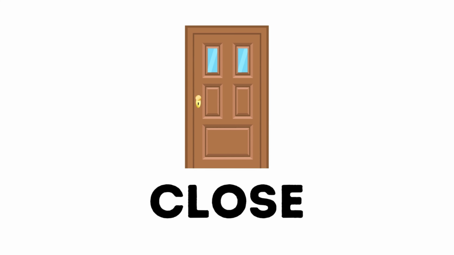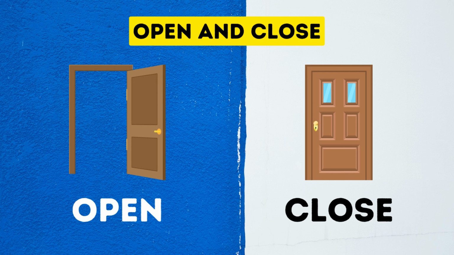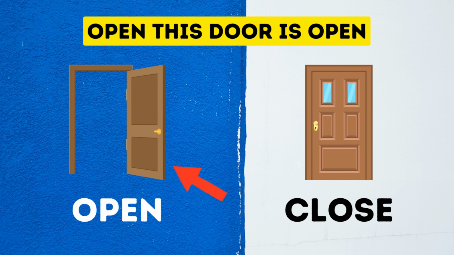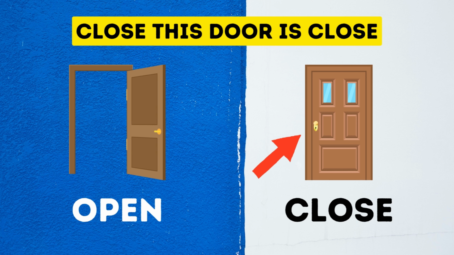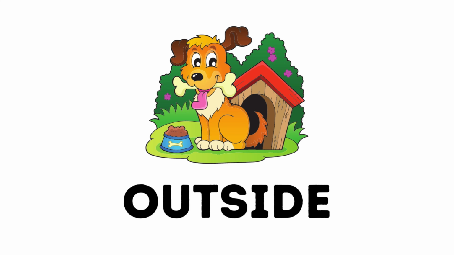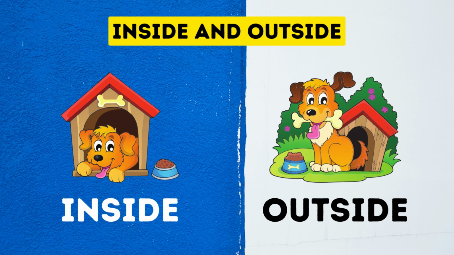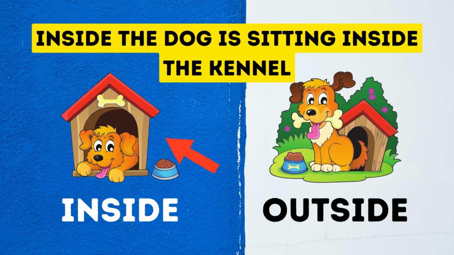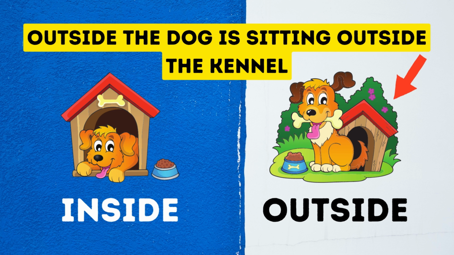Open, close, open and close. Open, this door is open. Close, this door is close. Inside, outside, inside and outside. Inside, the dog is sitting inside the kennel. Outside, the dog is sitting outside the kennel.